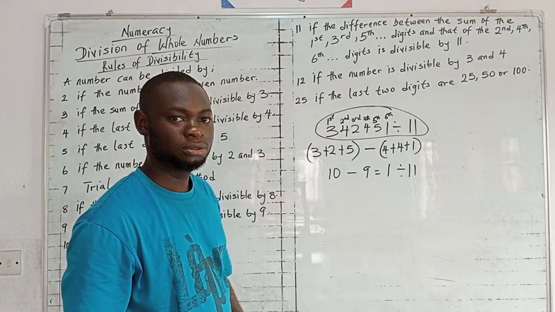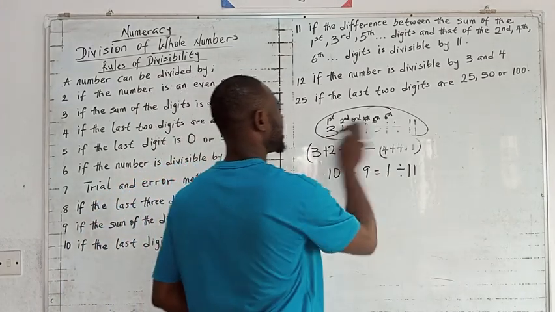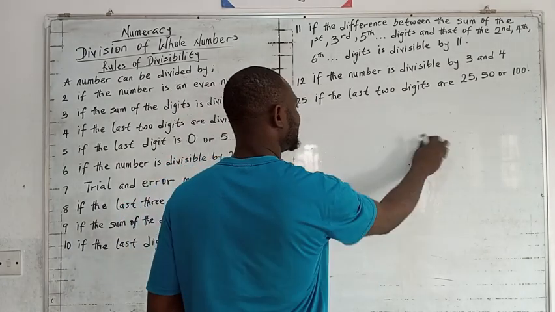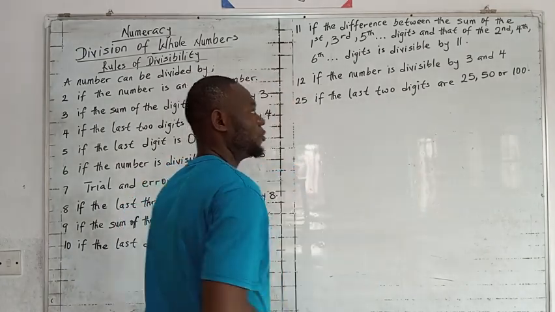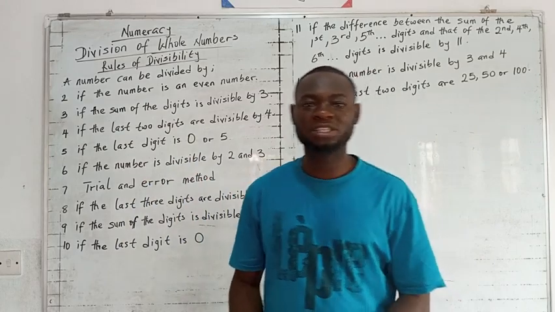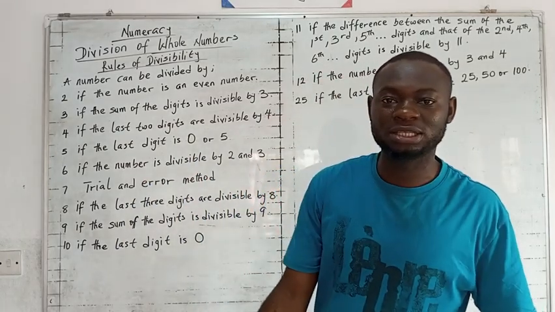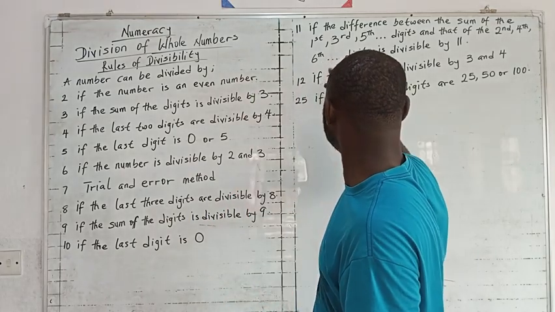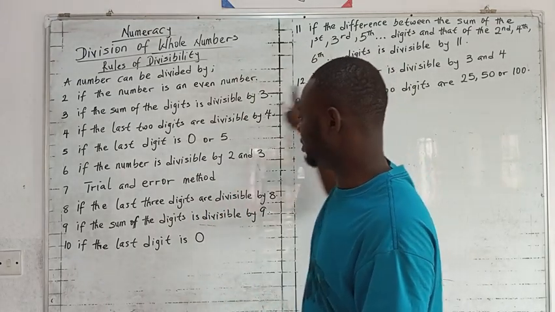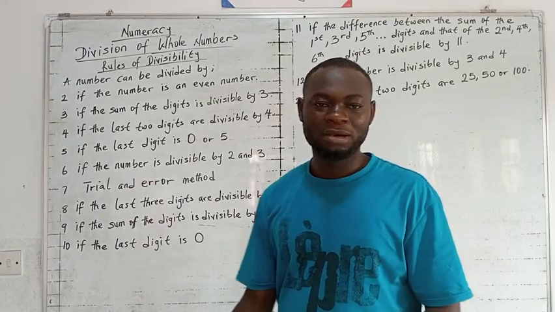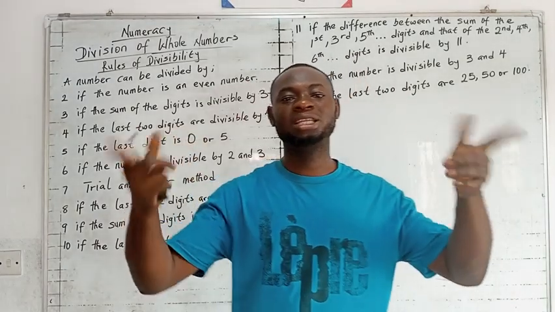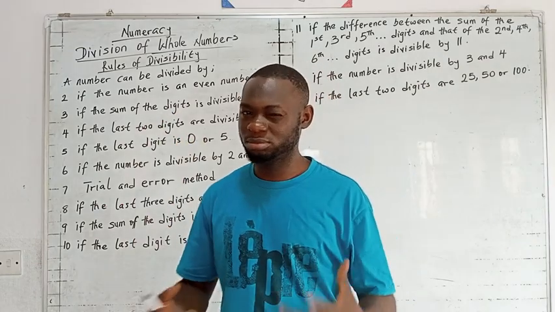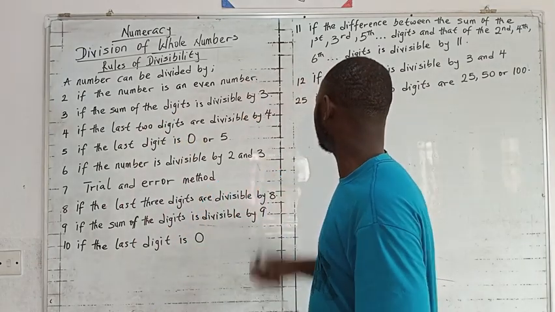Alright? Okay. Then a number can be divided by 12 if the number is divisible by 4 and 3. If the number is divisible by 3 and 4, then we can say that 12 can divide that number. You notice that the divisibility by 12 and divisibility by 6 is the same. By 6, we check if 2 and 3 can divide the number. By 12, we check if 3 and 4 can divide the number. I'm just showing you similarities.